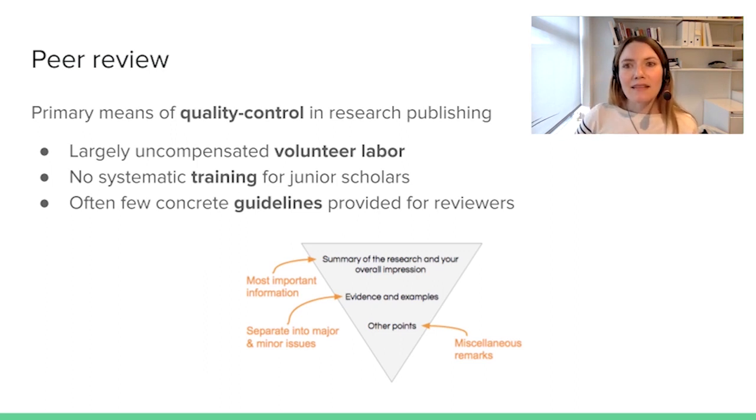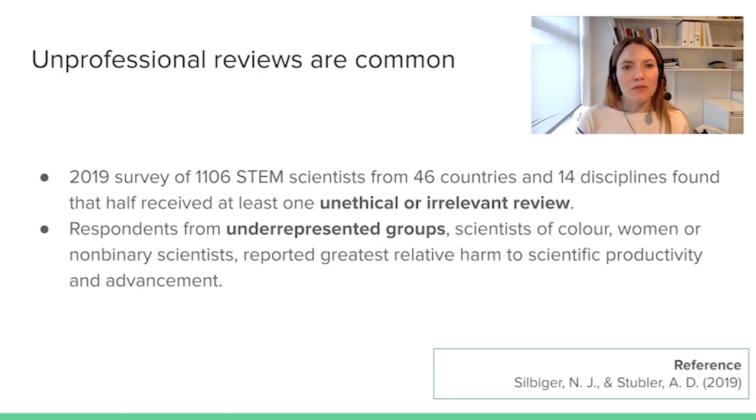Now, we think that the lack of concrete guidance and norms, especially on the language used in peer reviews, can lead to very real problems. This is bolstered by a recent survey of 1,100 STEM scientists from around the world who found that at least half have received at least one unethical or irrelevant review in the course of their career. And respondents from underrepresented groups, like scientists of color, women or non-binary scientists, reported the greatest relative harm to their scientific productivity and career advancement as a result of these unprofessional reviews.